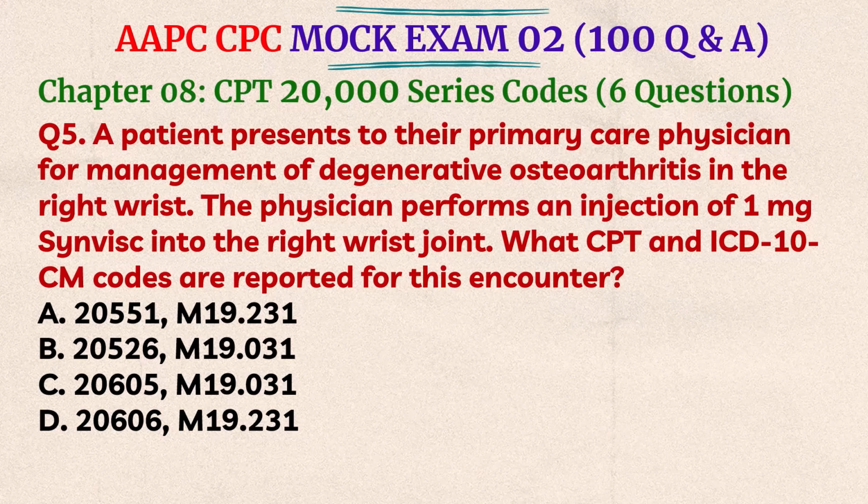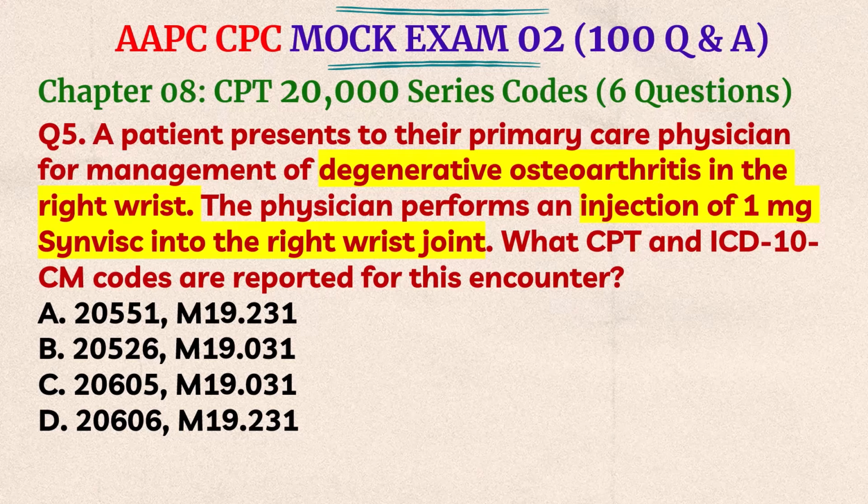The physician performs an injection of 1 milligram Sinovac into the right wrist joint. What CPT and ICD-10 codes are reported for this encounter? There are 4 answers available. Take the CPT and ICD-10 code books and find the answer. Here you have to highlight this is degenerative osteoarthritis in the right wrist, with the injection given in the right wrist. So you can use the elimination method, as adjacent codes are used here.